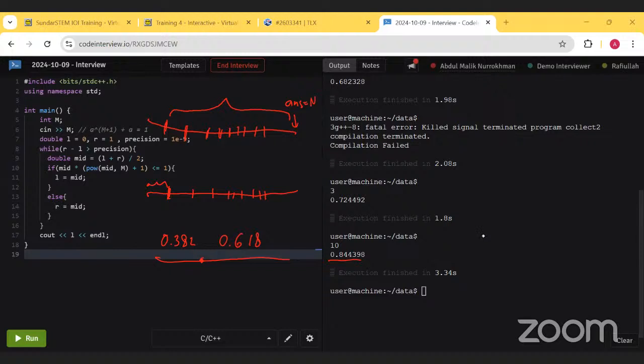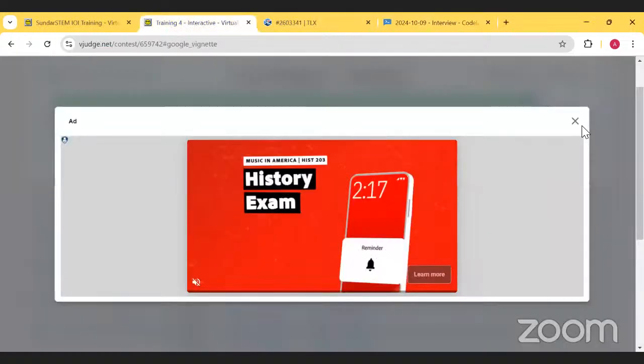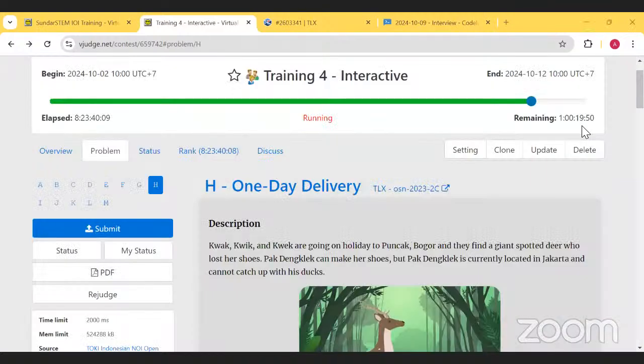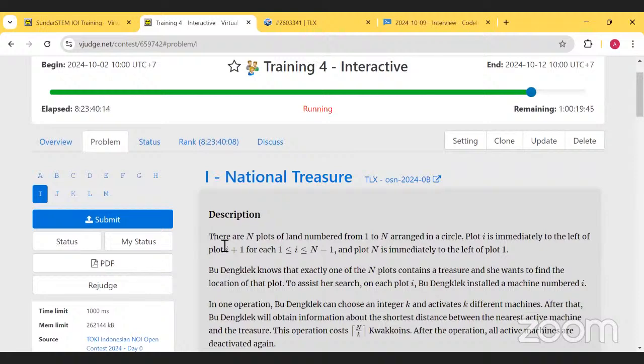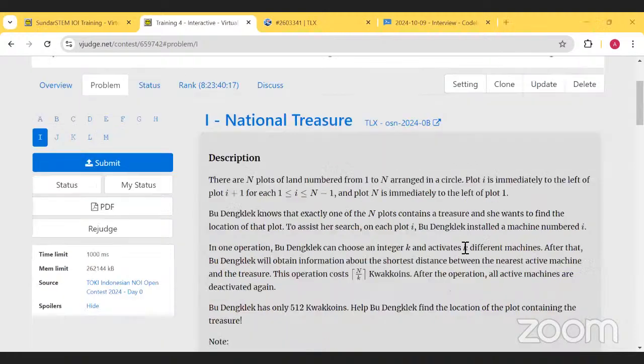Okay, is it understood? Okay, that's great. And then we can continue to the next problem about national treasure.